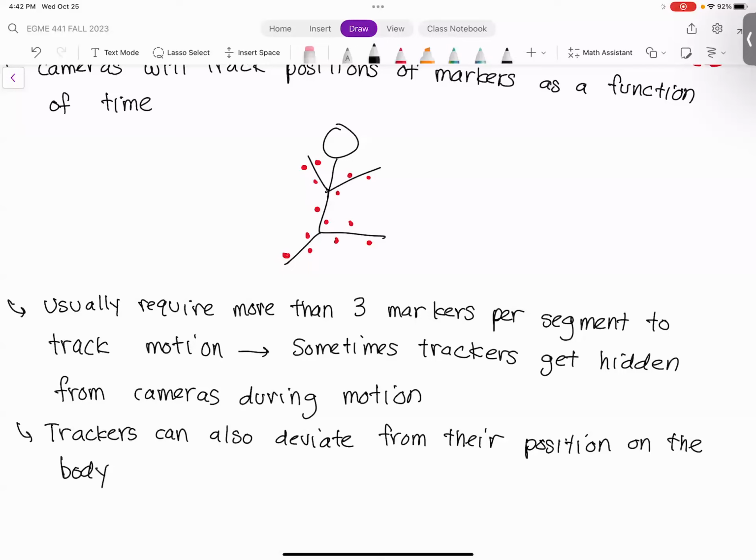The reason for this is that you're attaching these markers on top of the skin, and the skin is a fairly soft tissue. The skin is covering muscle, which is also soft. Depending on the part of the body, there's going to be some fat tissue in there, which is also soft. As a person goes through their motion, the muscles change shape, contracting and elongating, and the fat under your skin jiggles. So these markers are not fully fixed in their positions.